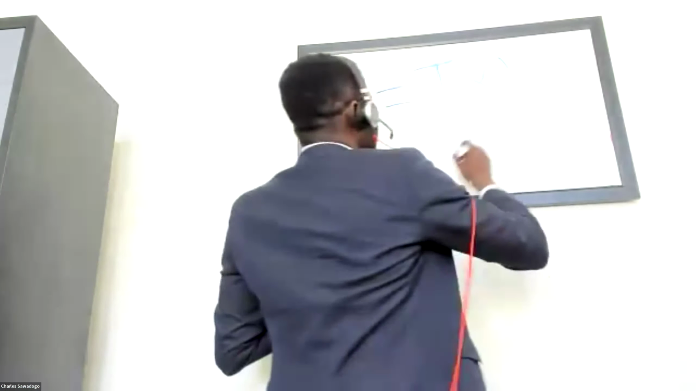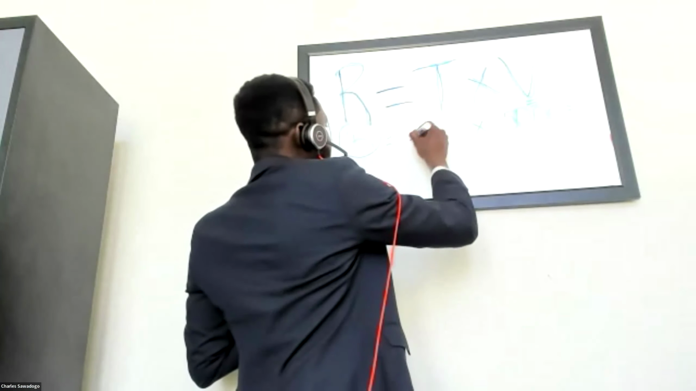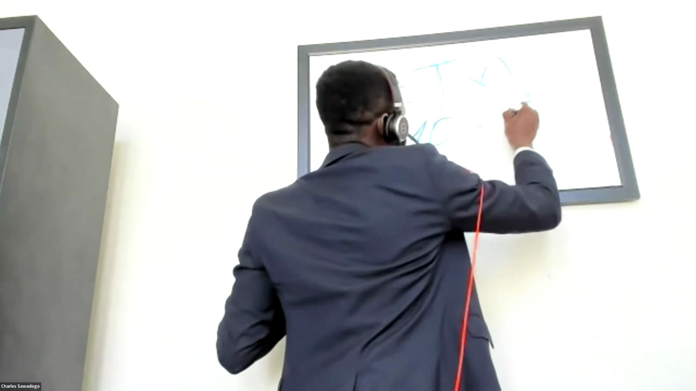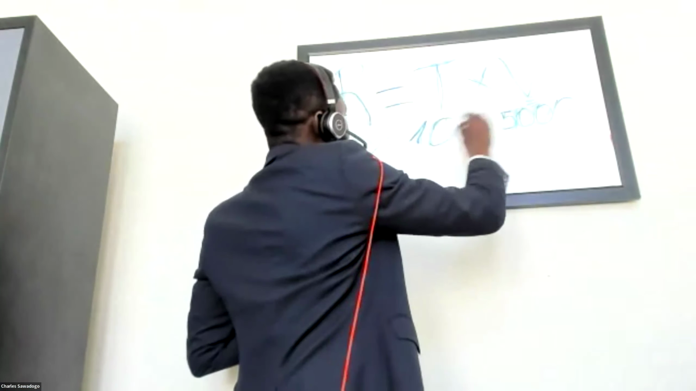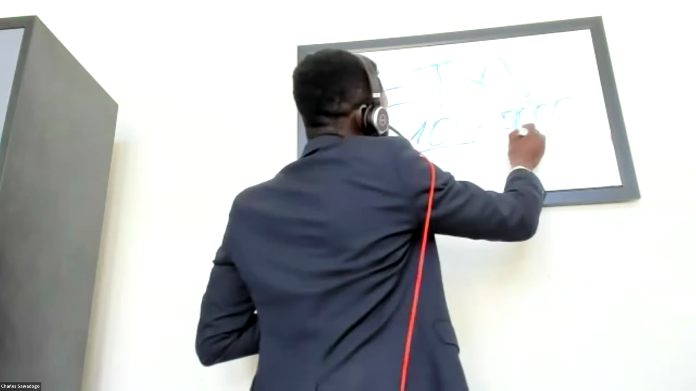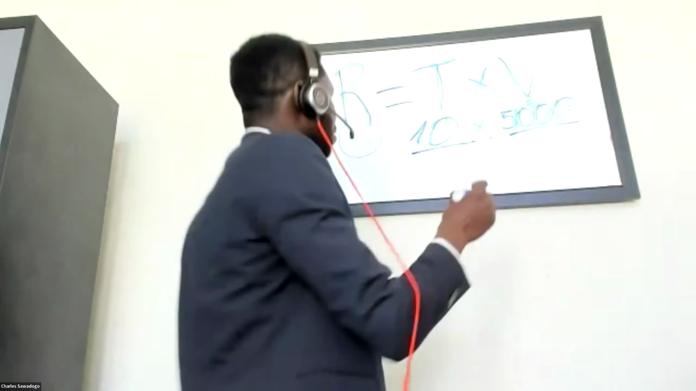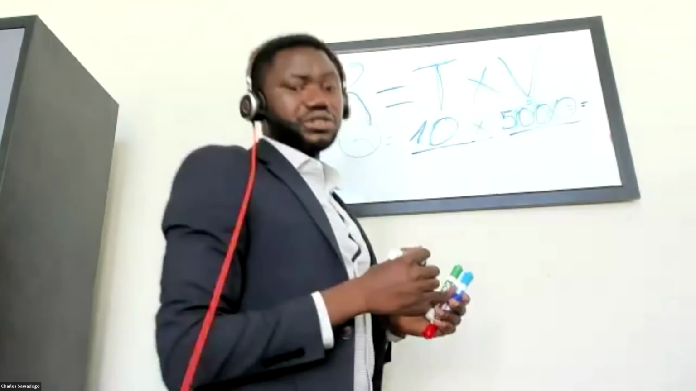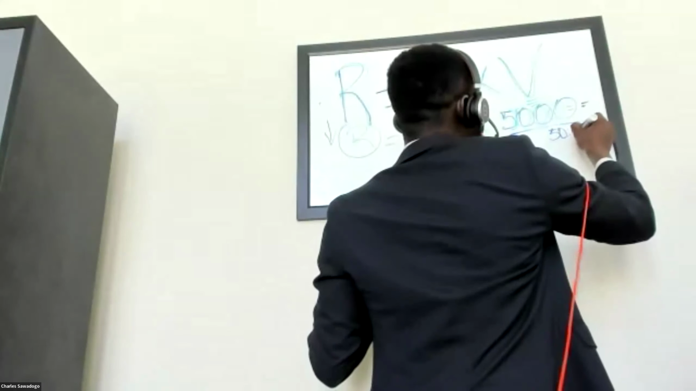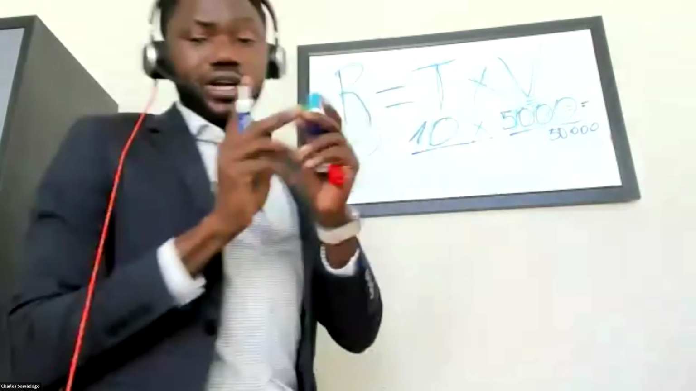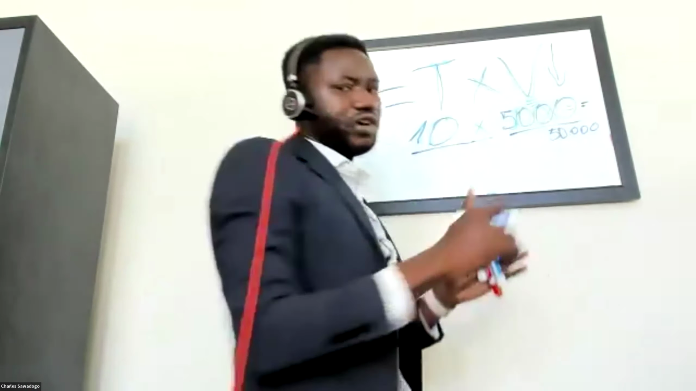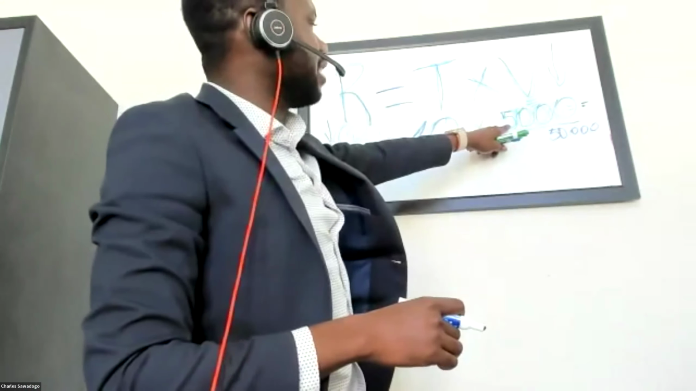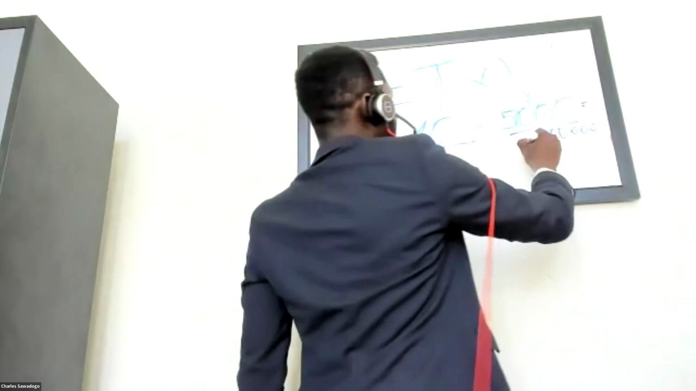Think about it. Let's say, for example, the threat is 10 and the vulnerability is 5,000. We said that risk equals threat times vulnerability. So here we have 10 times 5,000. So the risk is going to be how much? 50,000. Now let's say we are in a situation where we can reduce our vulnerability. Let's say the vulnerability goes from 5,000 to 500.